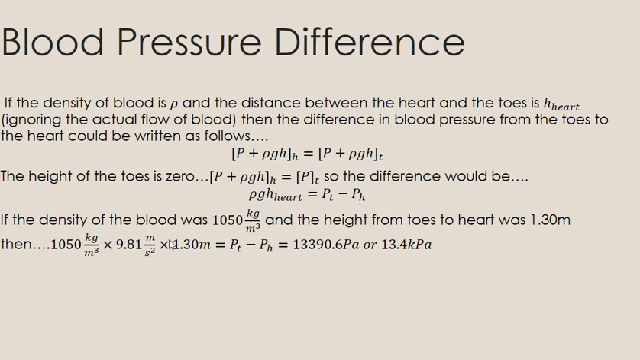Now we can put numbers in. If the density of the blood was this, and the height from the toes to the heart was this, then we just put in our numbers to get the difference. 13.4 kilopascals. That's actually pretty high. It's pretty tall. But that is the blood pressure difference between those two locations. What does that say about medical stuff? I'm not too sure. But that's the answer.